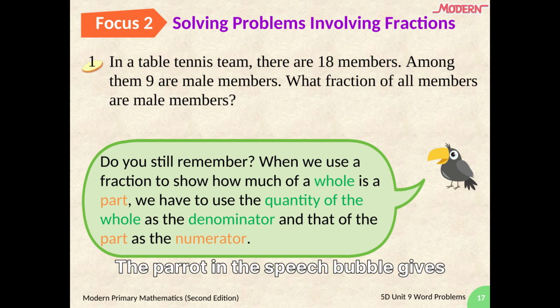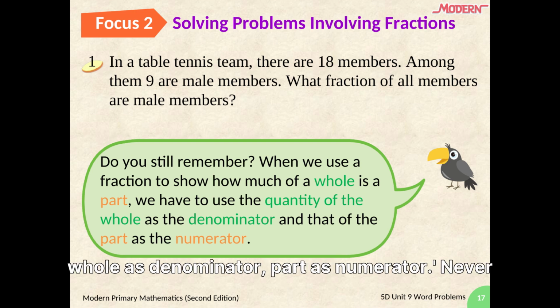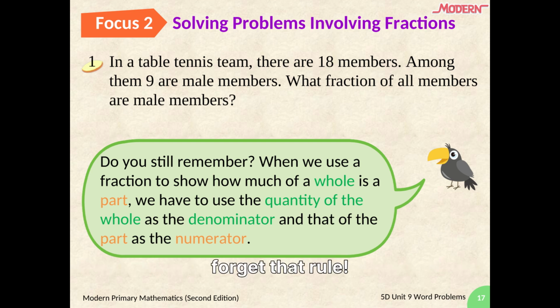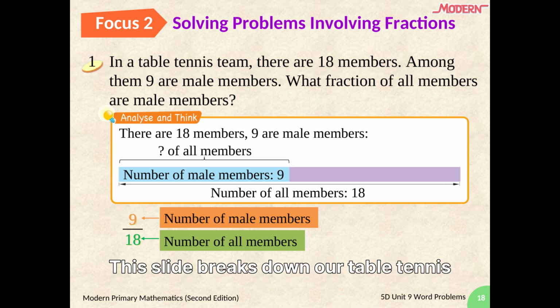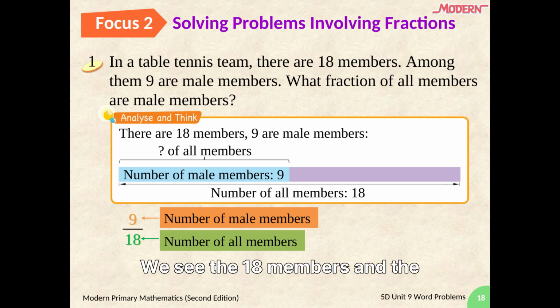The parrot in the speech bubble gives us a great reminder. Quantity of the whole as denominator, part as numerator. Never forget that rule. Look at page 18. This slide breaks down our table tennis problem visually. We see the 18 members and the 9 male members highlighted.